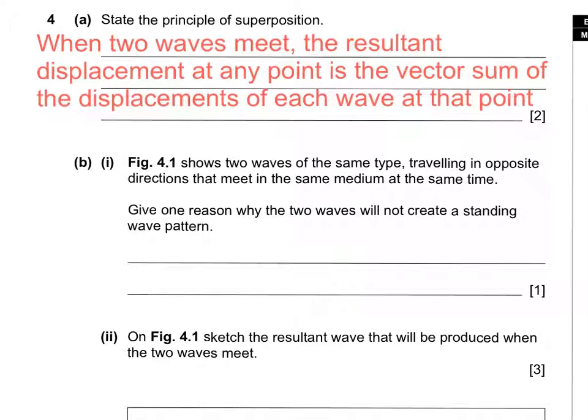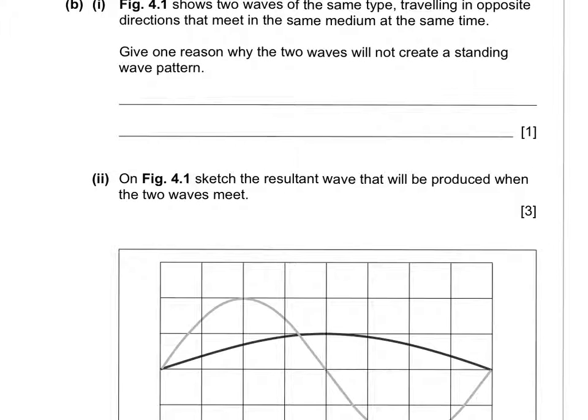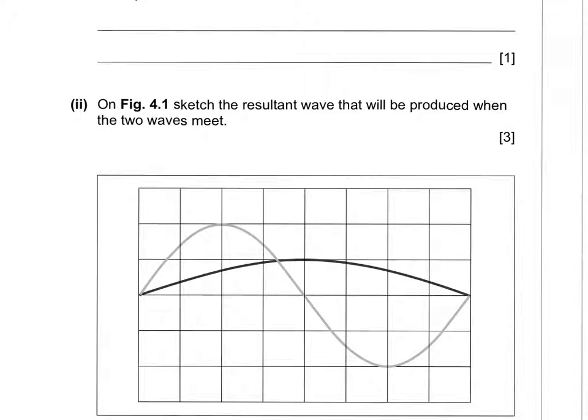Part B then, figure 4.1 shows two waves of the same type travelling in opposite directions that meet in the same medium at the same time. Give one reason why the two waves will not create a standing wave pattern. So we have these two waves. One's heading one way, one's heading the other way. And it says, why can't these two make a standing wave?